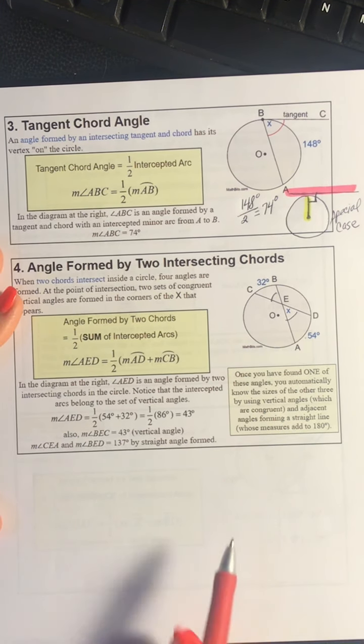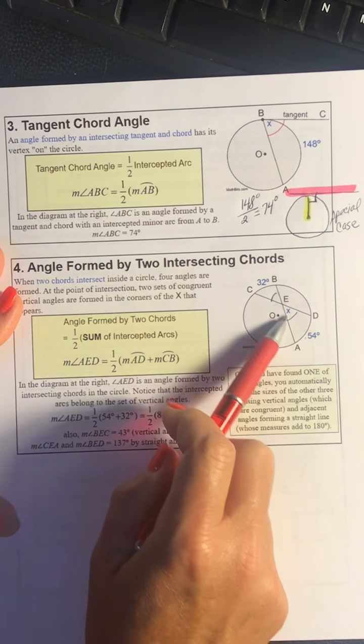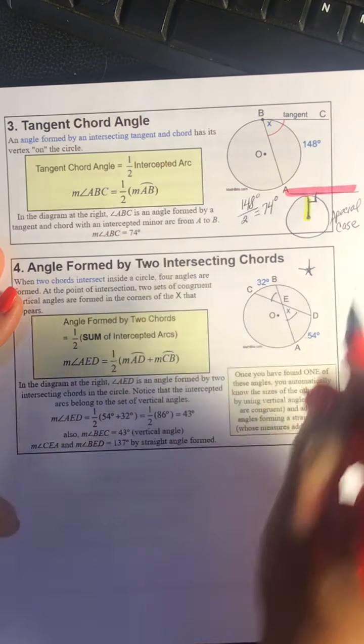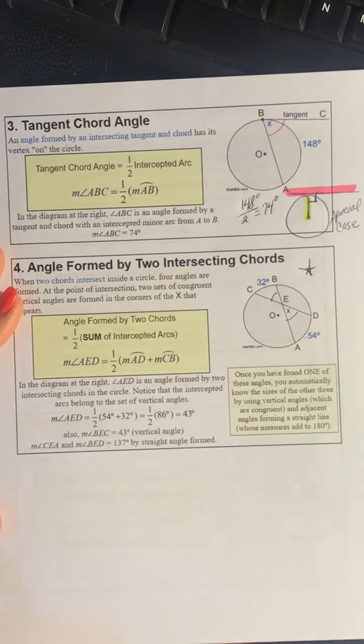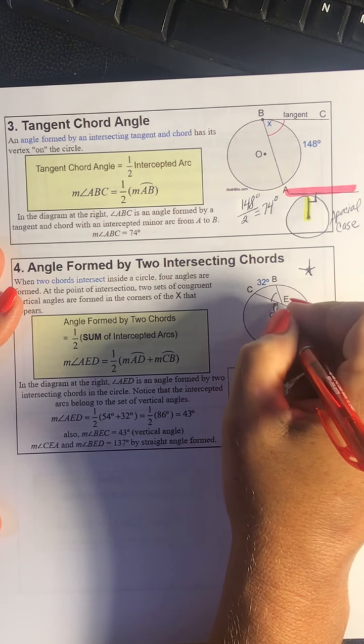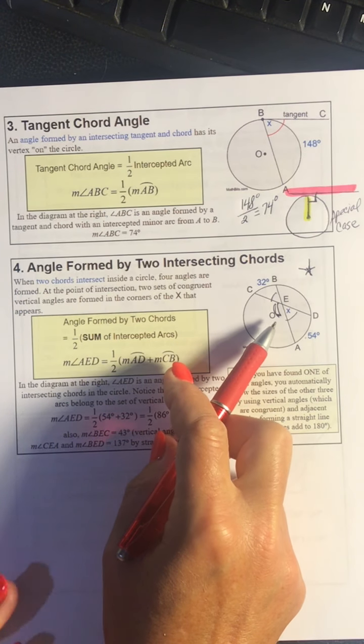Something that I wanted to bring your attention to is when we're adding these, it gives us this angle, the angle in between. They're not always going to give you this angle. More than likely, they're going to give you this angle on the outside. But that is nothing but a linear pair.